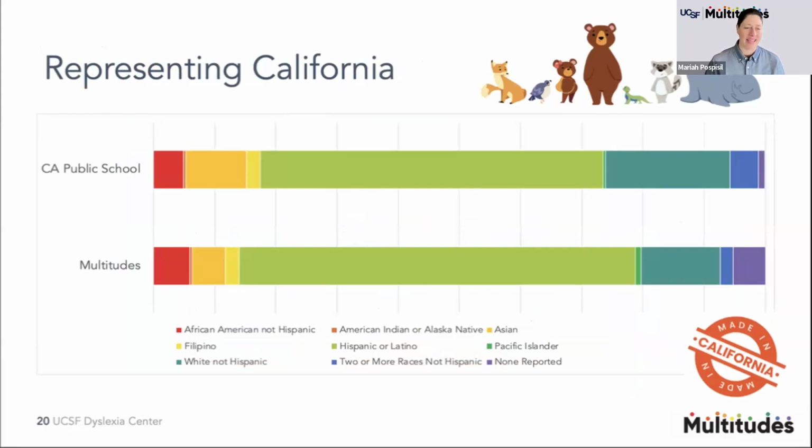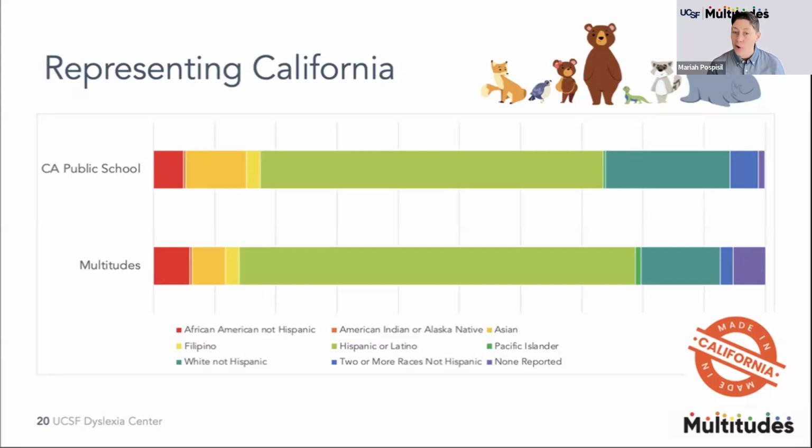Well, we started by making sure that every demographic group in California was represented in our research in order to minimize bias in our tool. We wanted to make sure, again, that this tool works for everyone, not just some of us. You might notice that our sample of Hispanic and Latino students is quite large, since we were also validating our Spanish language screener. Again, Multitudes is offered in English and Spanish.